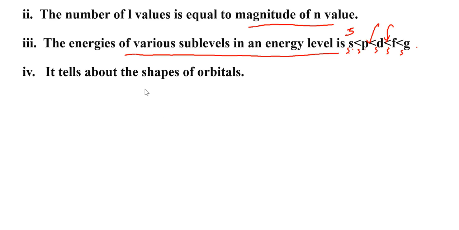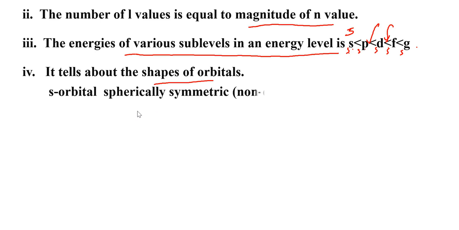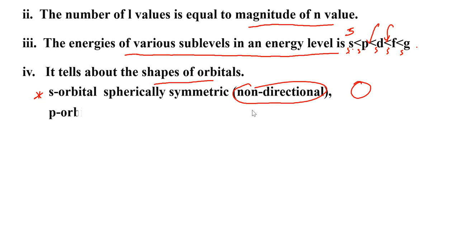It tells about the shapes of orbitals. S orbital is spherically symmetric and non-directional. It is a very important point. S orbital is non-directional क्योंकि वो spherical shape में है, कोई direction नहीं. ठीक है. Next, p orbital is dumbbell shape.